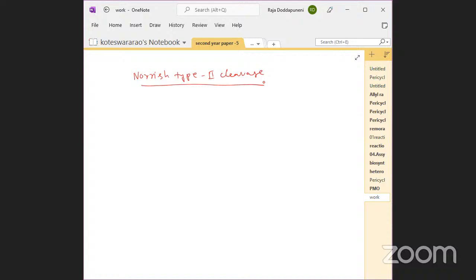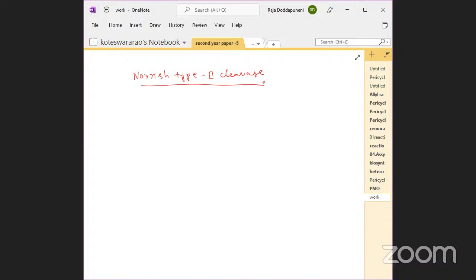But the Norrish type 2 cleavage is called a gamma abstraction reaction. First, the substrate requires a gamma hydrogen to undergo Norrish type 2 cleavage. Therefore, the minimum requirement is a carbonyl compound having at least one gamma hydrogen. That gamma hydrogen undergoes gamma abstraction by the carbonyl oxygen. Then it leads to the formation of a 1,4 biradical intermediate. That 1,4 biradical intermediate may further undergo beta cleavage, or it may undergo cyclization, which leads to the formation of different products. Therefore, this reaction occurs in ketones with gamma hydrogen.